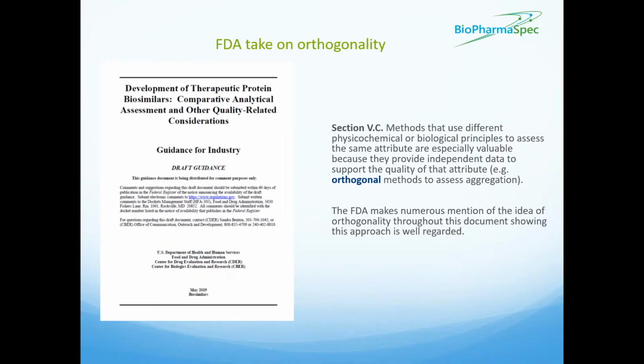So just to highlight this here, here's the FDA biosimilars guideline. And I've just pulled out one particular part where they talk about orthogonality. In this case, they're talking about it for assessment of aggregation, but they do use the term throughout the document on numerous occasions. So the idea really runs like a thread through the whole thing.